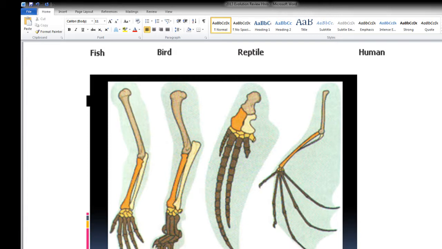Well, that's a good example of evidence for evolution. The wind is so strong that Benny is barking.